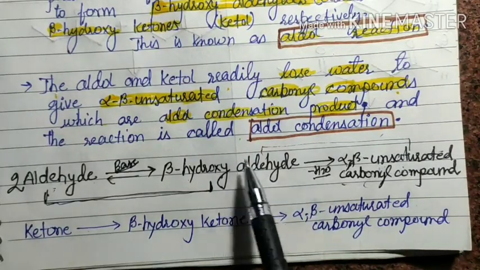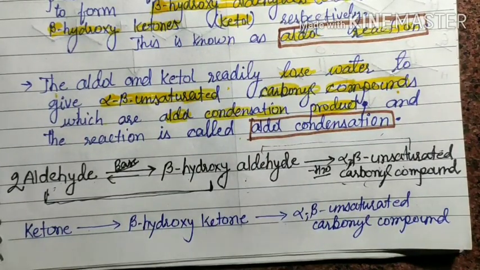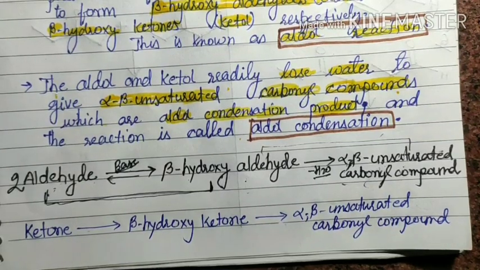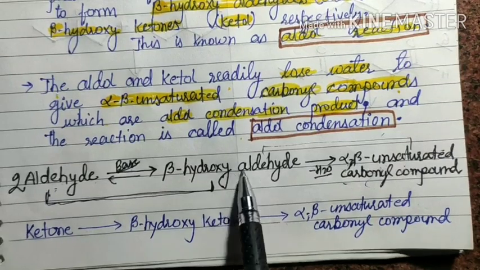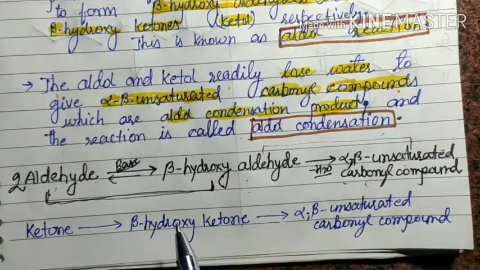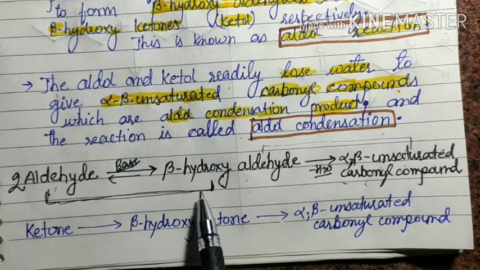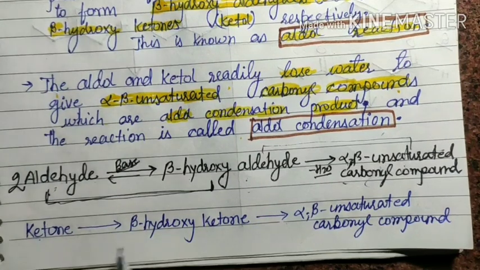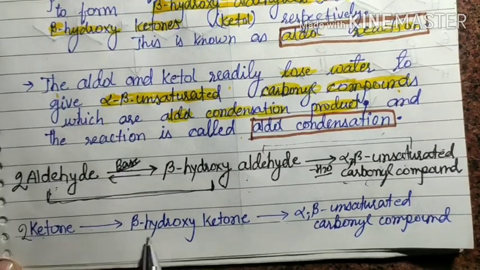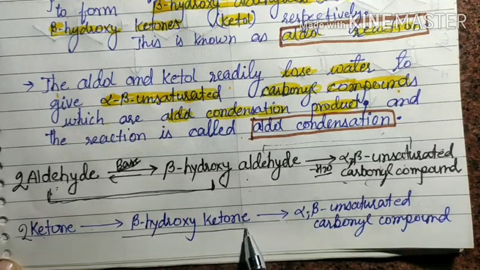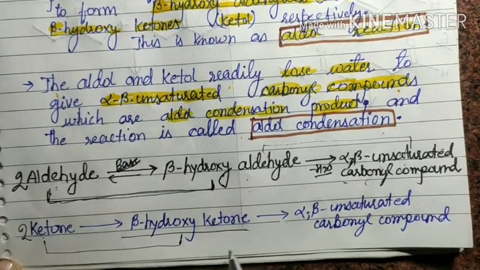This product is termed aldol not due to the name of a scientist, but because in beta hydroxyaldehyde two functional groups are present, aldehyde and alcohol, so it is normally termed aldol for aldehyde and alcohol. In ketone, two molecules of ketone react together to form beta hydroxyketone. This is called aldol reaction.